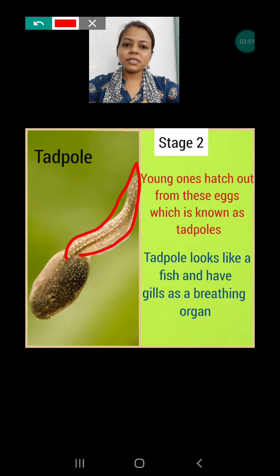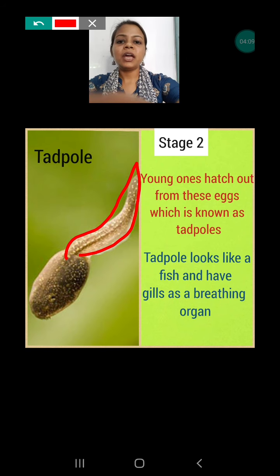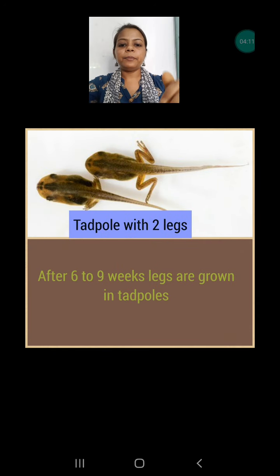And as we have discussed in the previous chapter, the animals that are living in the water mostly have gills, and these tadpoles also live in the water all the time, and this is the reason why they have gills as a breathing organ. After some time, what will happen?